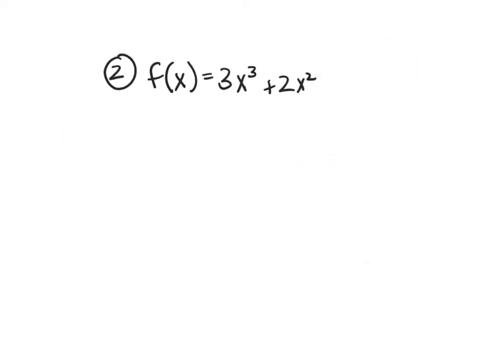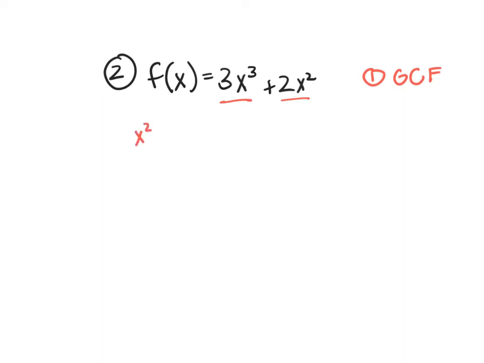All right, for our second one, we have f of x equals 3x cubed plus 2x squared, and we need to find our zeros and figure out our multiplicity. The first thing I'm going to look for when I do these problems is a GCF. Is there a number I can take out of each of those terms? I noticed that they both have x's. This one has x squared and this one has x cubed. So I can take an x squared out.